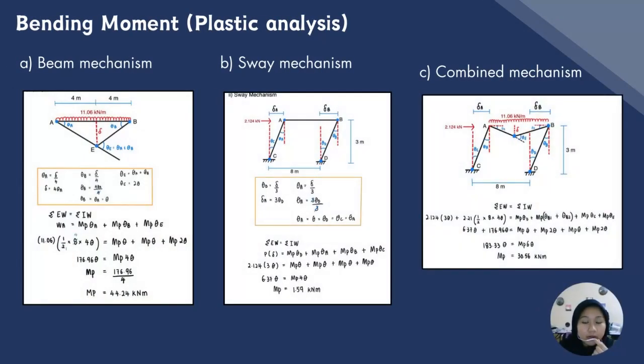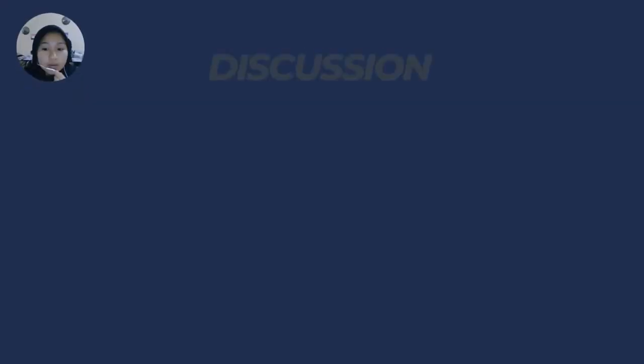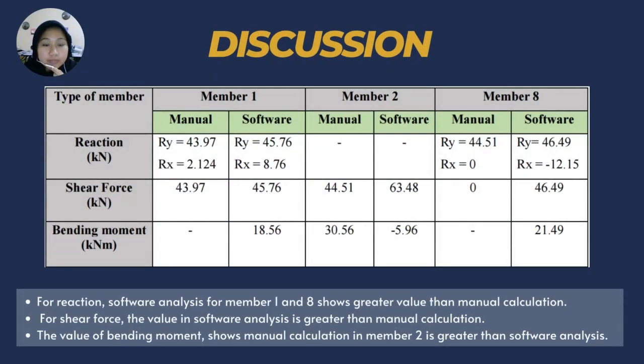Then for the bending moment, we will use and consider the method of plastic analysis. So we will calculate three types of cases, which are first the beam mechanism, which gives a value of MP of 44.24 kNm. Then second is the sway mechanism, which gives a value of MP of 1.59 kNm. And the last one is the combined mechanism, for which we got the value of 30.5956 kNm.